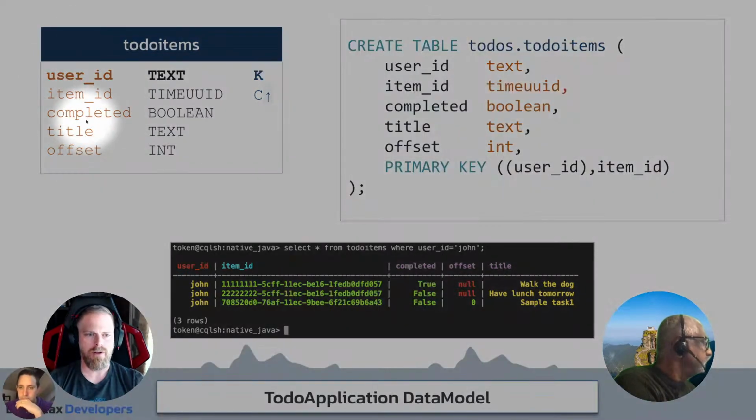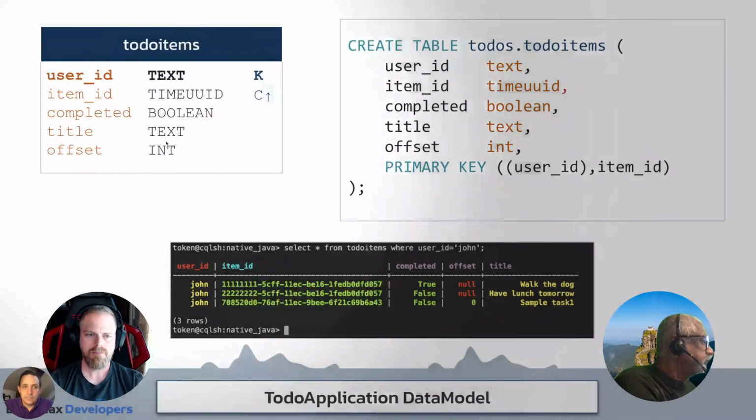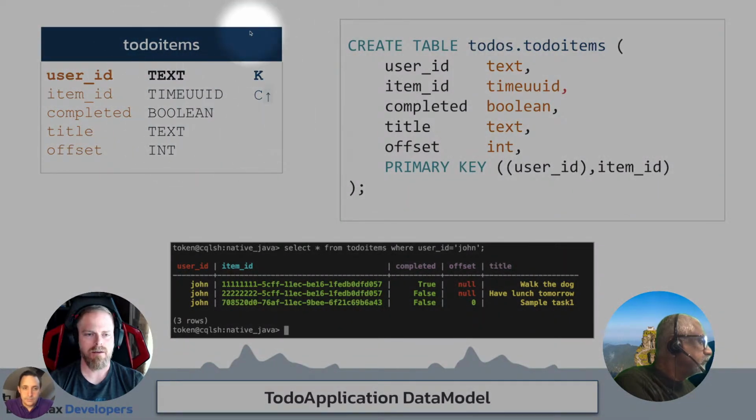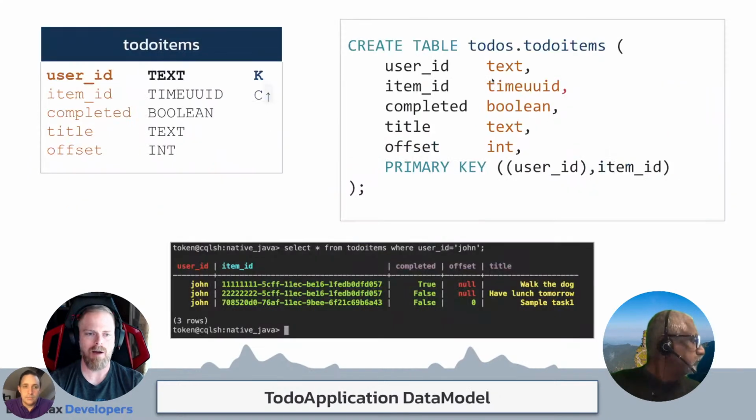And then the rest of the fields, things like completed, which I mentioned was a Boolean, all the types of fields you could imagine you might see in a relational database, you'll also see here as well. This is my physical data model here. This is the output of this, right?